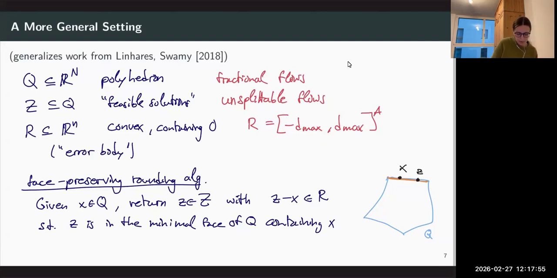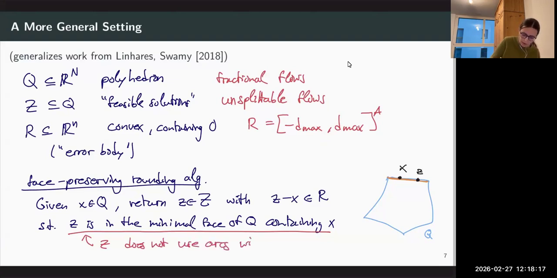But the nice thing is that if we look at our particular choice of Q, this polyhedron that we were looking at, then this condition of Z being in the minimal face of Q that contains X actually just boils down to saying that Z does not use any arcs where x of a equals 0. So this just says our unsplittable flow shouldn't use any arcs that our fractional flow did not use.